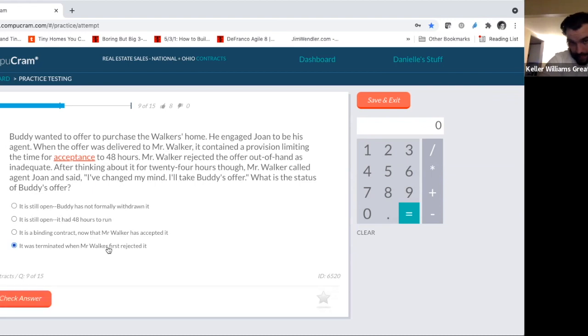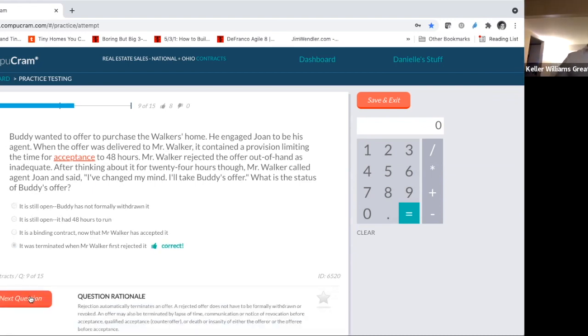The answer is D, and this is an important thing to counsel your clients on. When you reject an offer, it is terminated, right? So if you want to reject an offer, you're more than welcome to. But if you reject it, we can't go back and say, okay, we accept now, right? So you're better off maximizing the time available on the offer before moving forward.